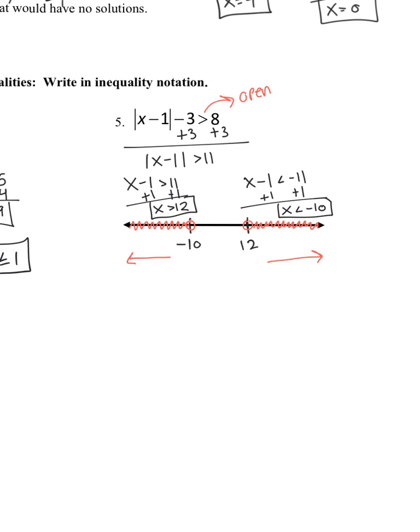Okay, whenever you have 2 separate sets of shading, the symbol that goes with that is the union symbol. Okay, that's that letter U. So you're going to write the smaller number, then you're going to put that U for union. That represents the gap in your graph between -10 and 12. And then I'm going to put my larger number. So that would be my inequality notation for that one.